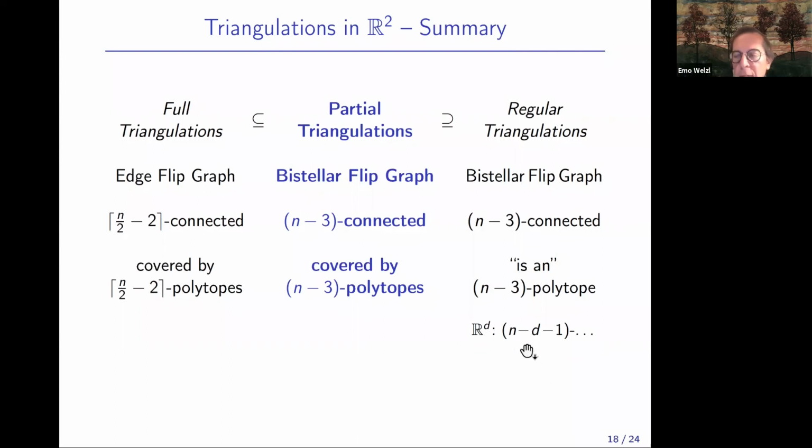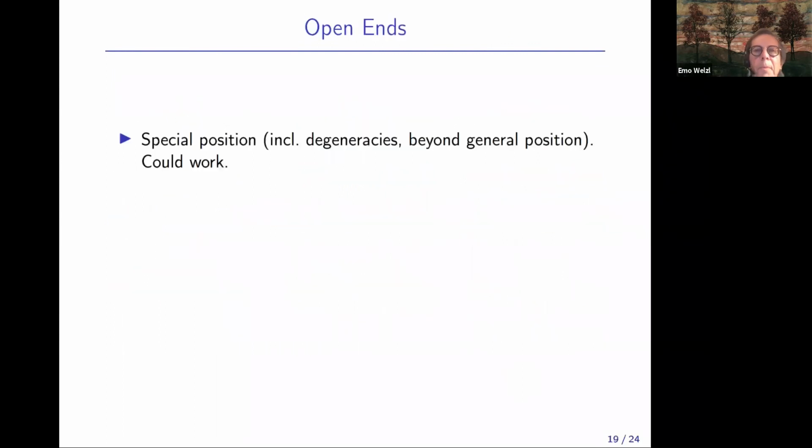And of course, I would have to explain to you what a flip in higher dimensions is, but it follows the spirit of looking at the simplex from both sides. That's why it's called a bistellar flip graph, and you take these operations as the building blocks of the flip graph. So what are open ends? One is special position.